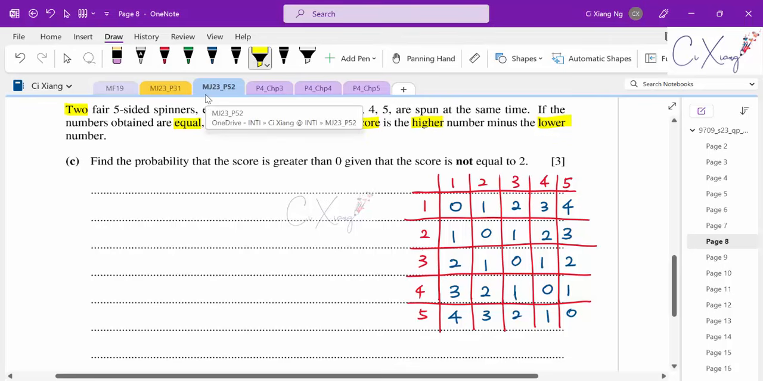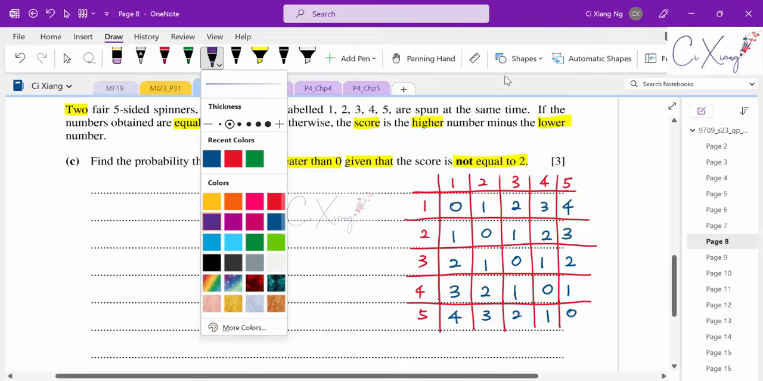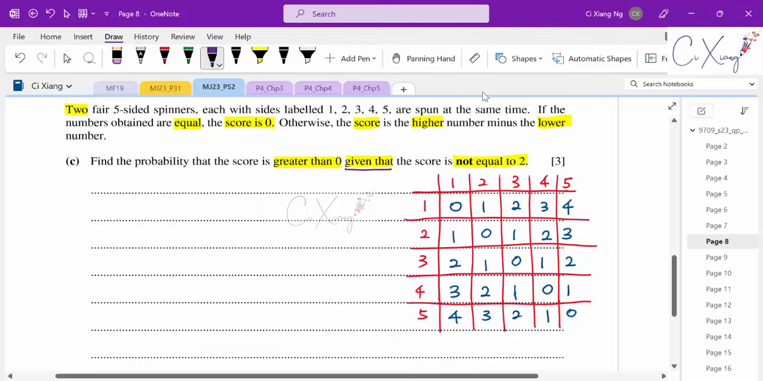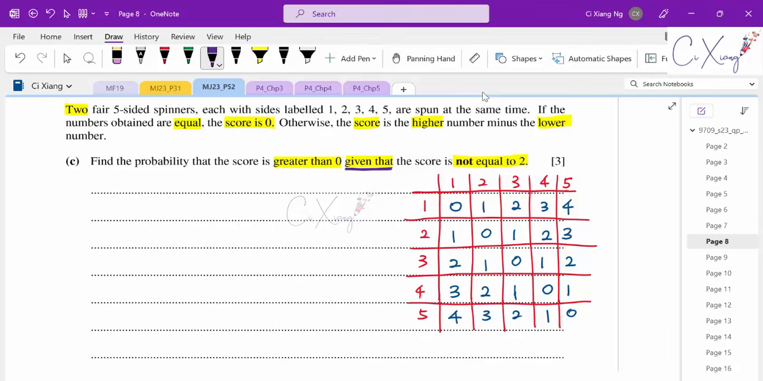So for this question, they ask us to find the probability that the score is greater than 0, given that the score is not equal to 2. So there are a few important words here. Highlight the keyword given that. This given that tells us that this is a conditional probability. So when I want to write out the symbol, it should be like this. The score is greater than 0, given that, we will have a slash here, and then the score is not equal to 2.